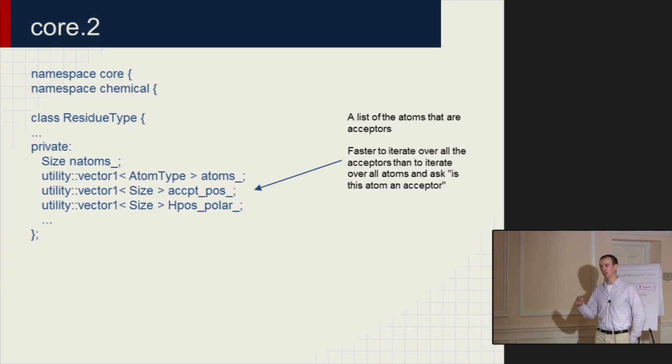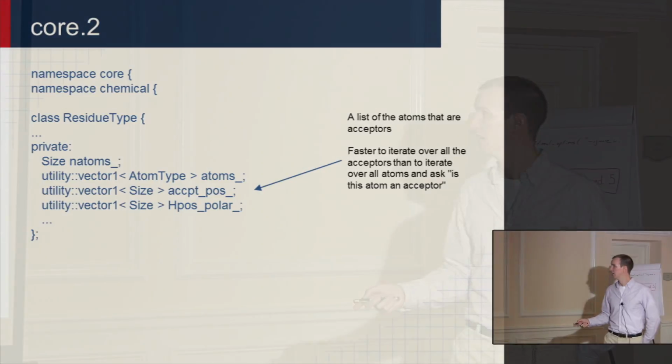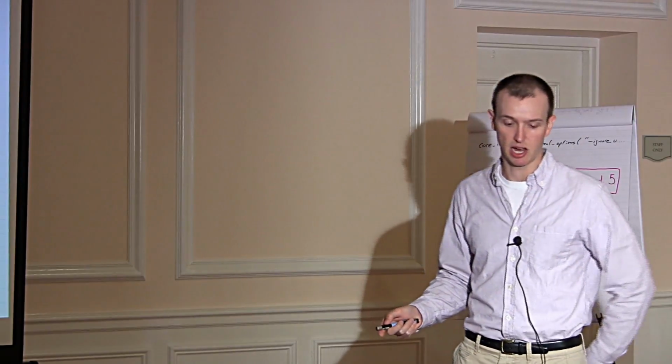So when you're trying to figure out what are all the hydrogen bonds between a pair of residues, it's much faster to iterate across all the acceptors of one residue and all the donors of the other residue than it is to iterate across all the atoms and figure out whether each one is an acceptor or a donor. And so the residue type holds this information for the sake of speed in the hydrogen bond energy calculation.